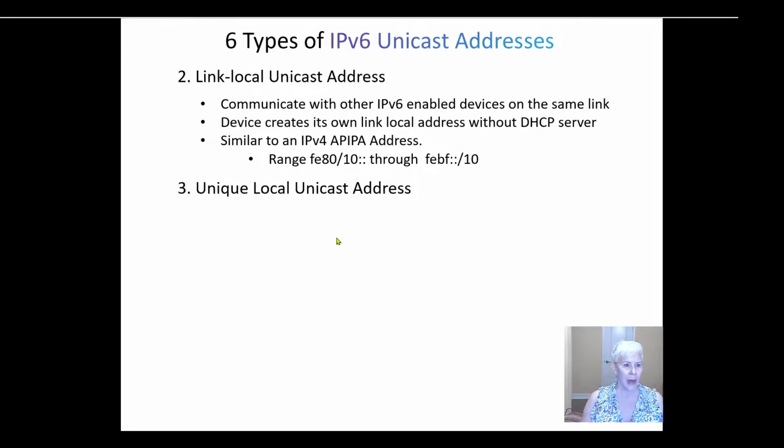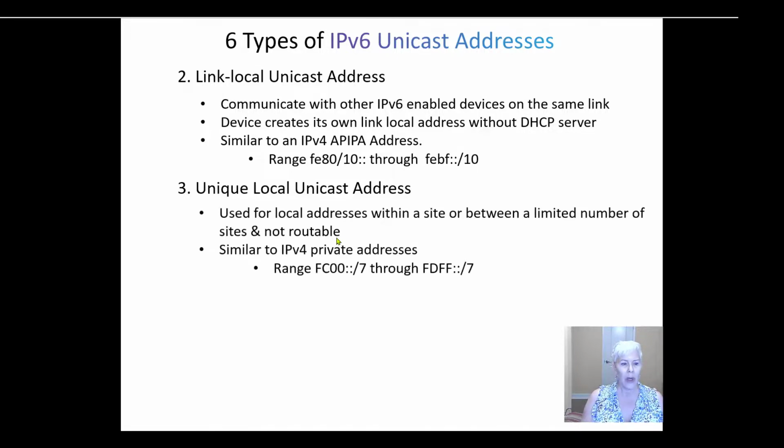The next address is called a unique local unicast address. I like to talk about these together because, again, this is local, so it never leaves its local link. A unique local unicast address is used for local addresses within a site or between a limited number of sites. This is not globally routable. This will not go out on the public internet. This is similar to IPv4's private addresses, like a 192.168 or a 10 or a 172.16 address.